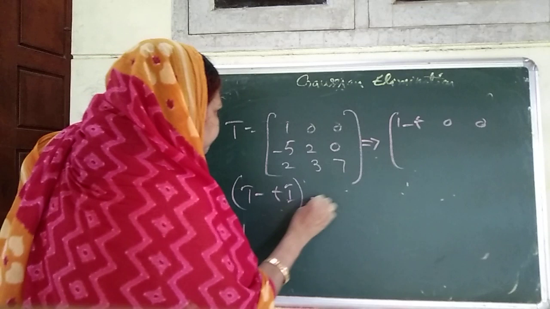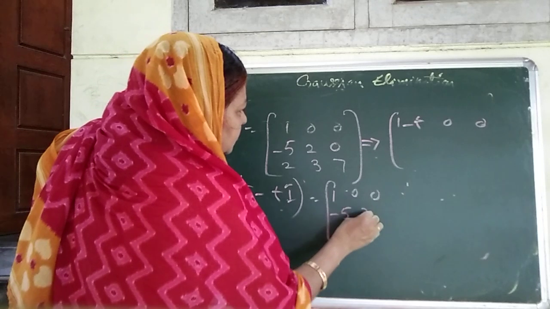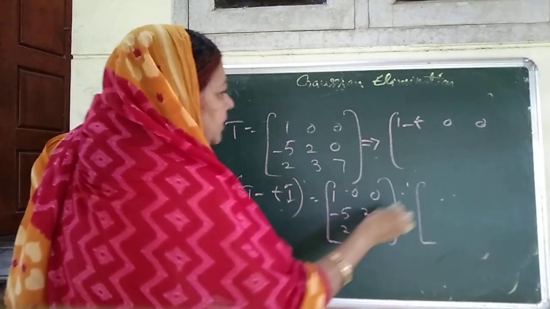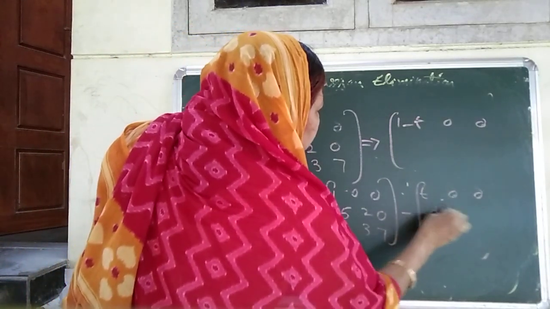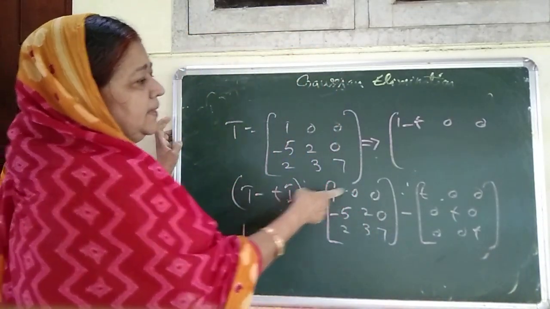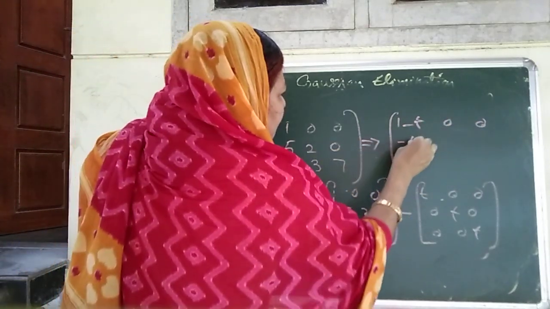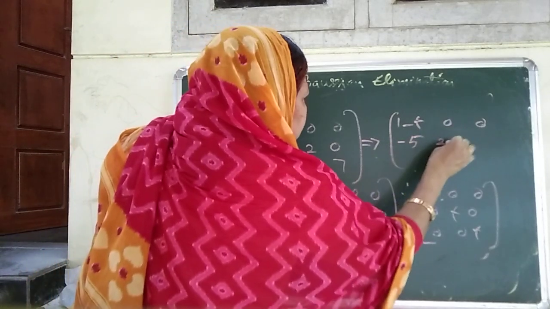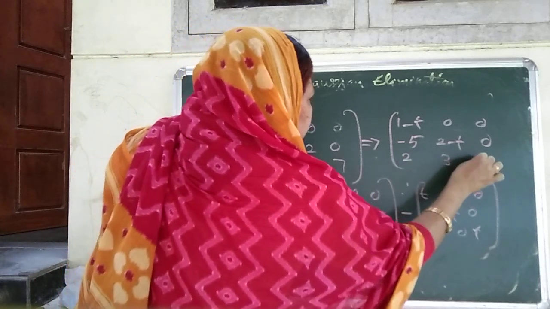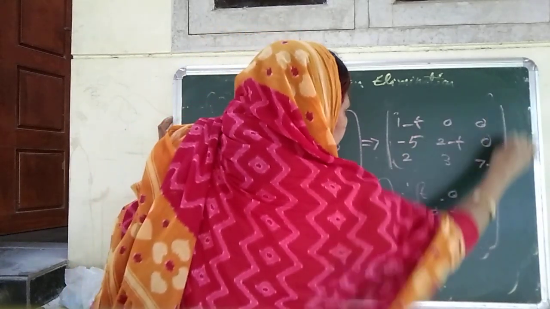What happens? T is [1, 0, 0; -5, 2, 0; 2, 3, 7] minus t times I, where I has t on the diagonal and 0 elsewhere. So we get the first element as 1 minus t, the remaining elements do not change, then -5, 2 minus t, 0, and 2, 3, 7 minus t. The characteristic equation is that determinant equal to 0.